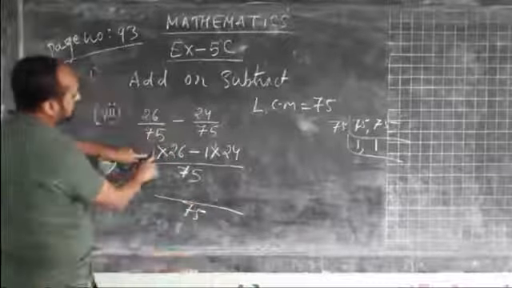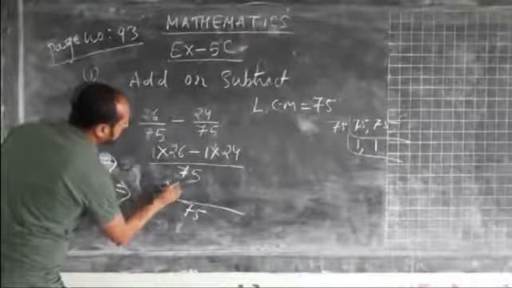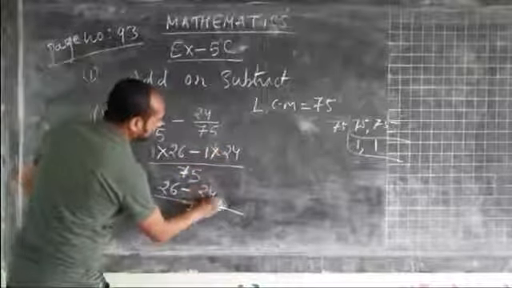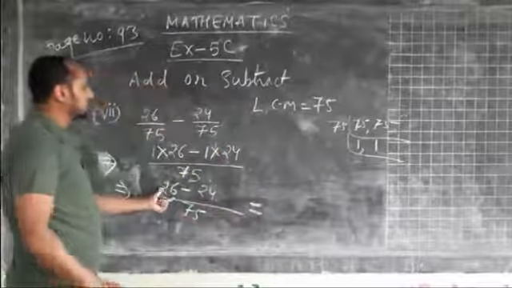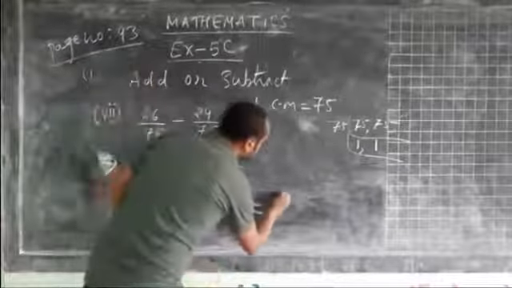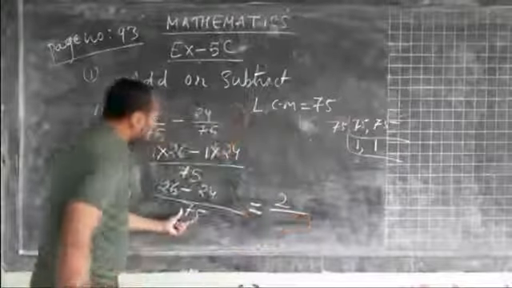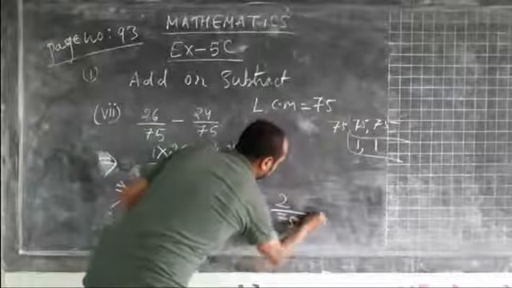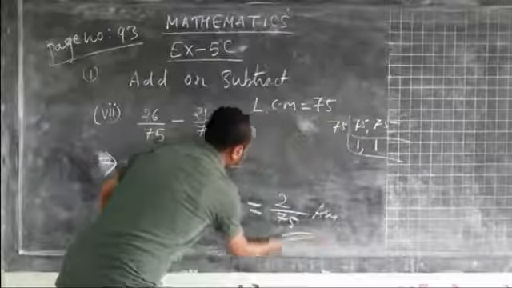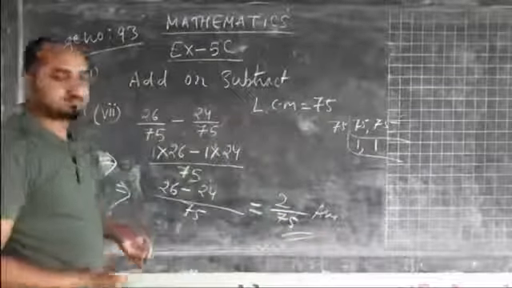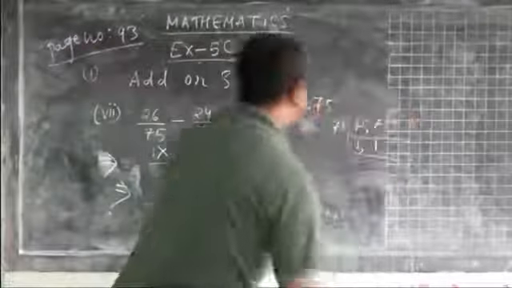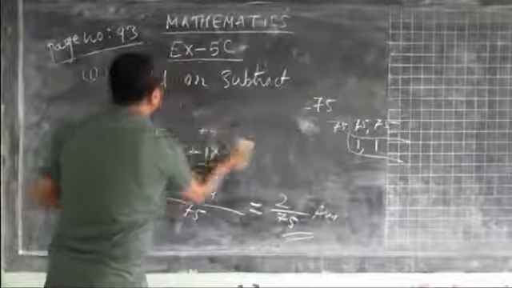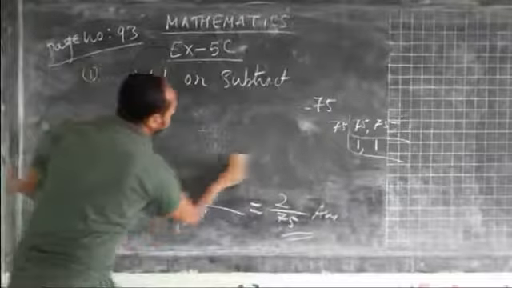Now we will multiply 1 into 26, 26 minus 1 into 24, we have 24. So here 26 minus 24 we have 2, and whatever we have in the denominator will remain the same, 75. So this is your answer, 2 by 75. Now the next question I am going to solve, that is question number 9.